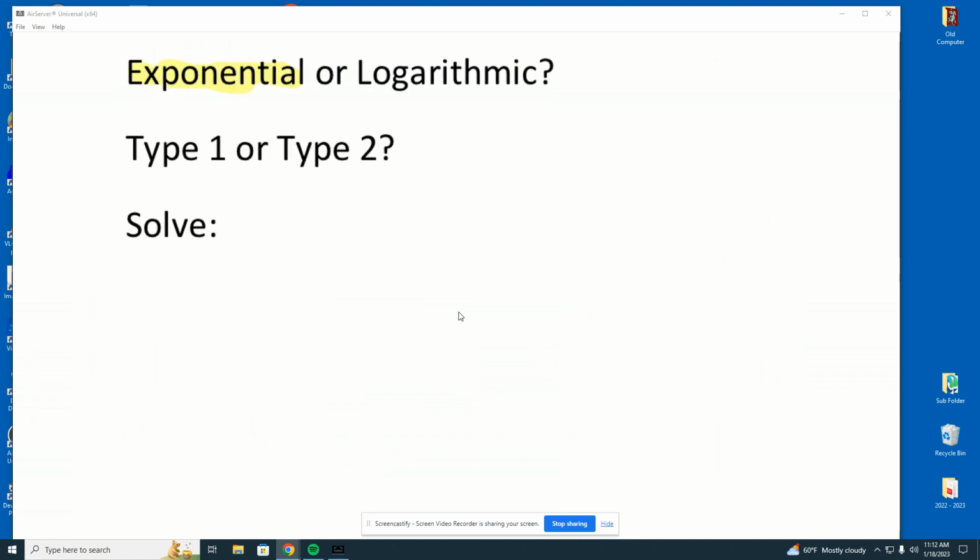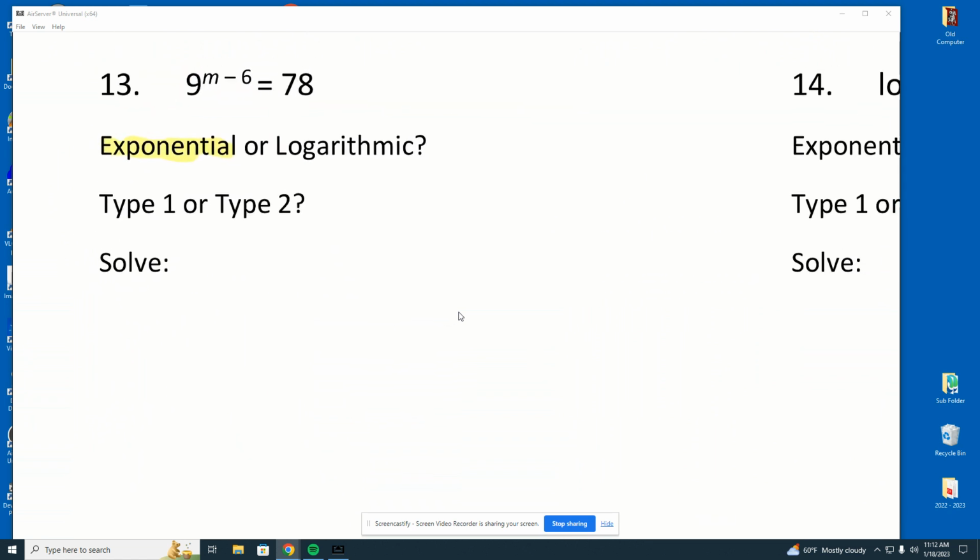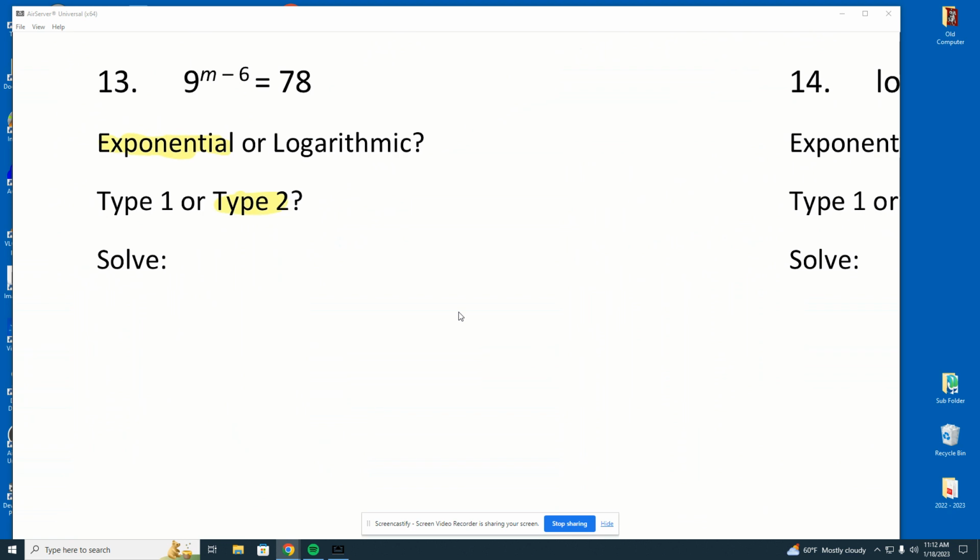13. Once again, this is exponential, and for the review purposes, we have to use type 2. Why? I can't make 9 and 78 have the same base. So there's no way I can do type 1. So here I go. Rewrite it as a logarithm. The base of my exponent, 9, becomes the base of my log. And then we do the loop. Log base 9 of 78 equals n minus 6. I'm going to go to my calculator, alpha, window, 5.